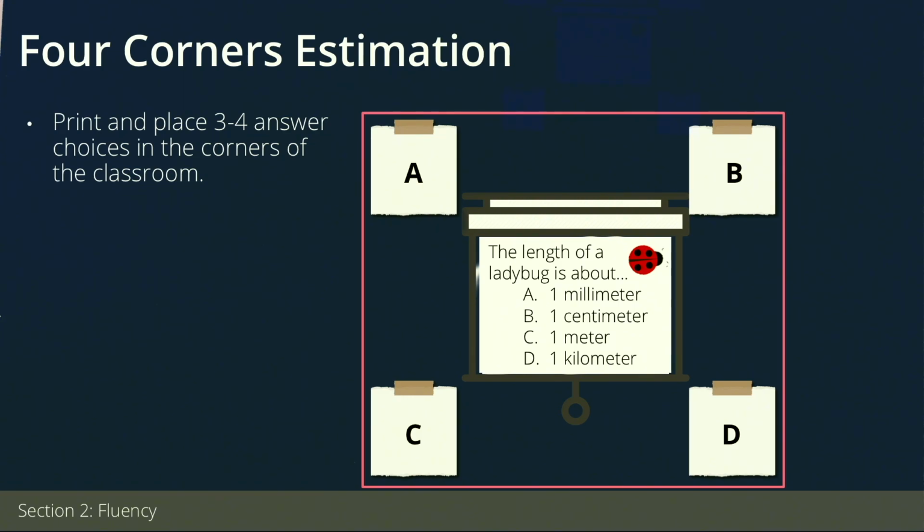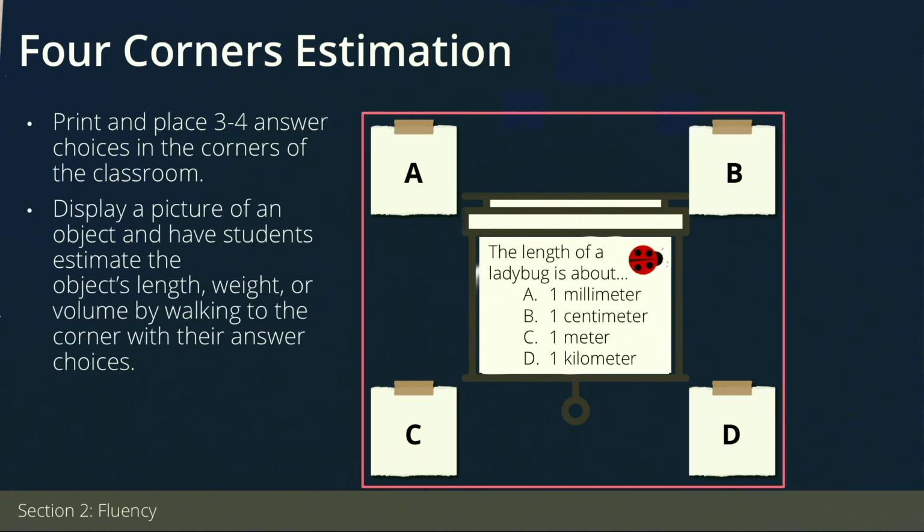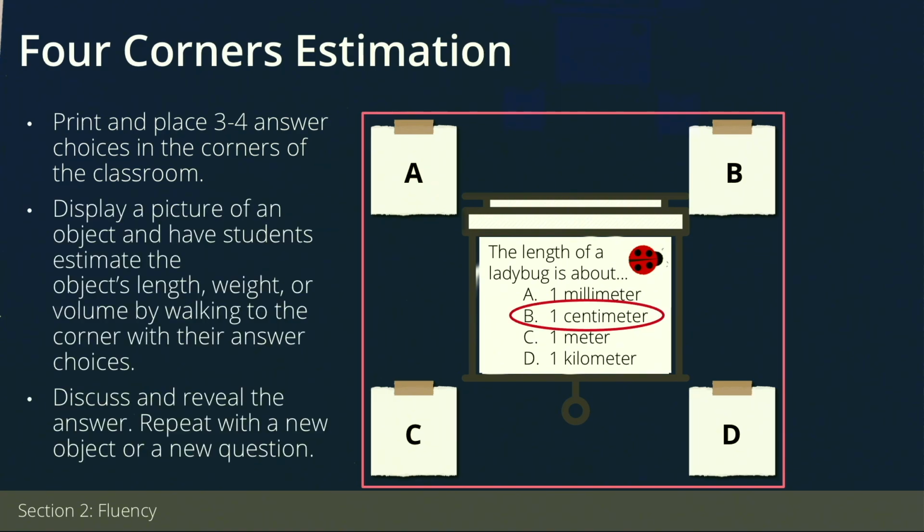Here, the length of the ladybug is about, is it A, 1 millimeter, B, 1 centimeter, C, 1 meter, D, 1 kilometer. Hopefully a lot of your students would walk toward that B, but if students went to A, C, or D, that would be a really good time to talk to them about why they made those answer choices and why a ladybug might be closest to 1 centimeter in length. There was our answer choice there, and you could keep doing this as often as you would like.